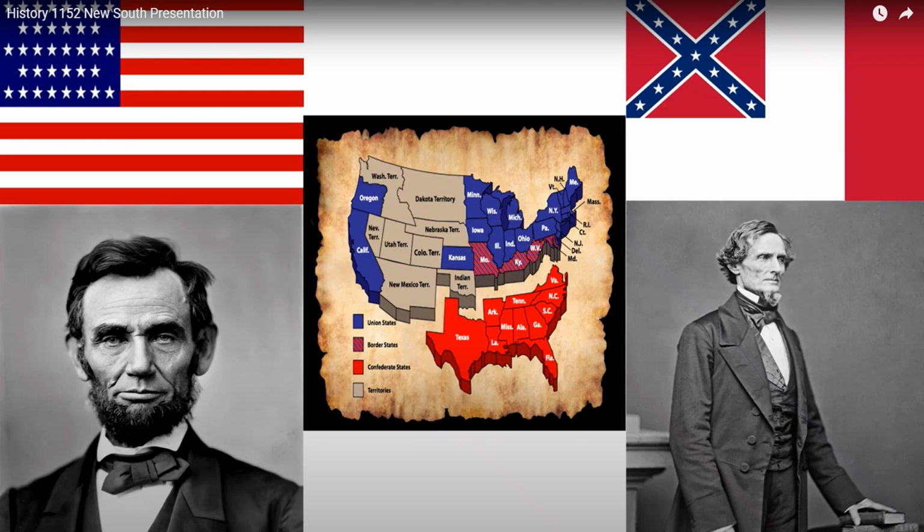Generally speaking, the upper South states were more reluctant to leave the Union, whereas the deep South states like South Carolina were the first to leave the Union. In fact, South Carolina was the first state to leave the Union. South Carolina was also the site of the first battle of the Civil War, the Battle of Fort Sumter. And the war again was fought from April of 1861 to April of 1865.